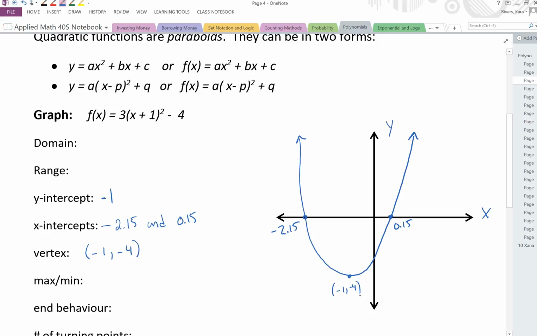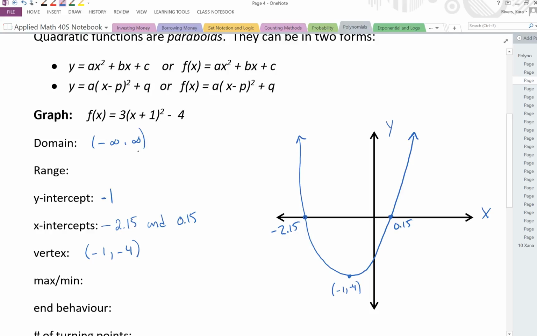Okay, other information that we haven't filled in yet, the domain. Well, remember that with a parabola, these aren't just going up forever, these arrows, they're going out forever too. So our domain here would be from -infinity to infinity. Our range, however, has a limit.